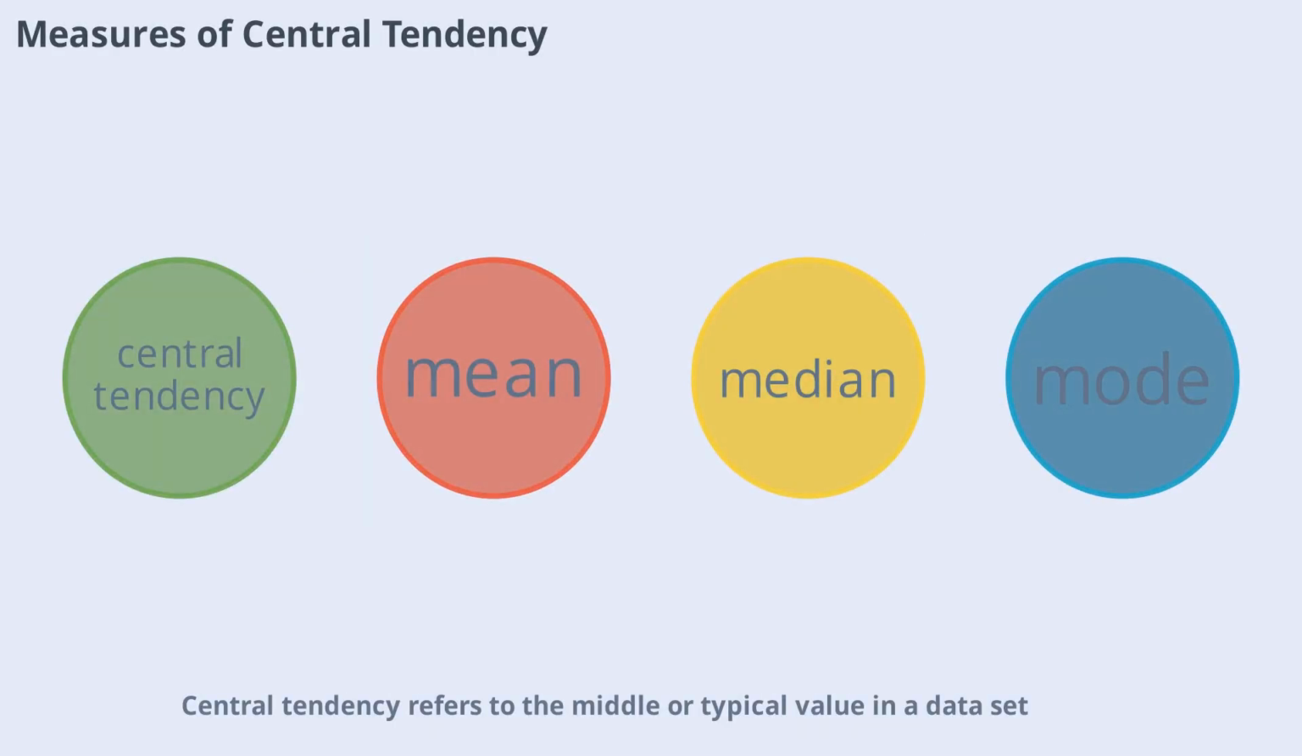Central tendency refers to the middle or typical value in a data set. The three main measures are mean, median, and mode. The mean is the average, the median is the middle value, and the mode is the most frequent value. Each measure gives you a different perspective on your data, and choosing the right one depends on your data's characteristics.